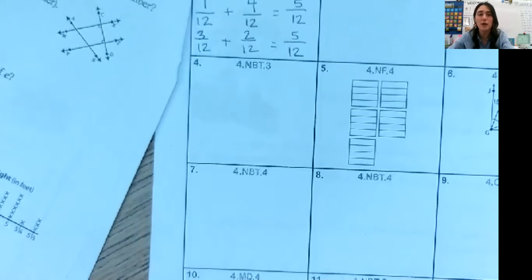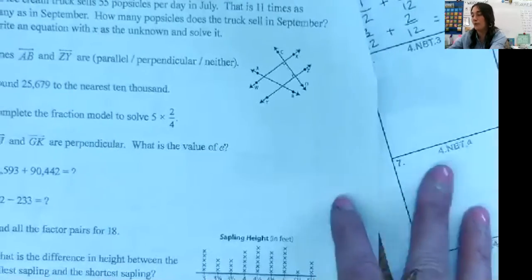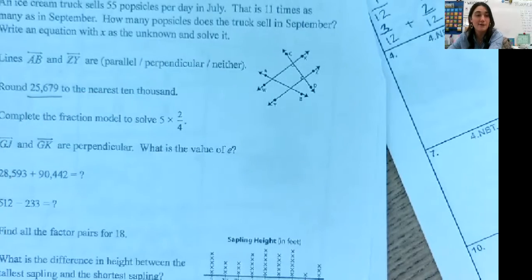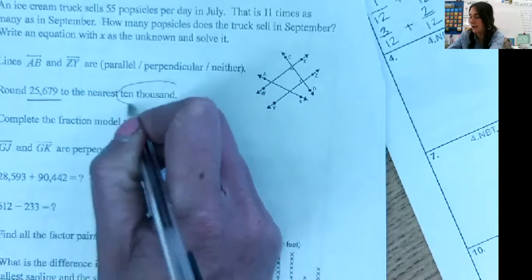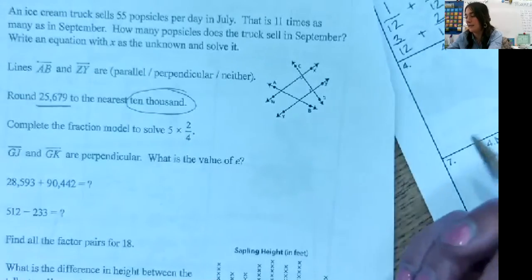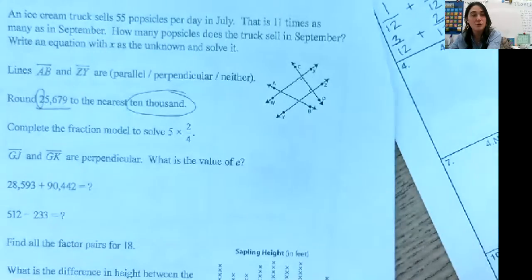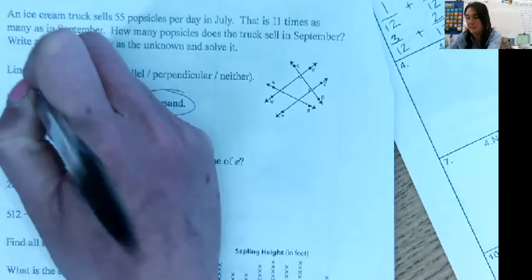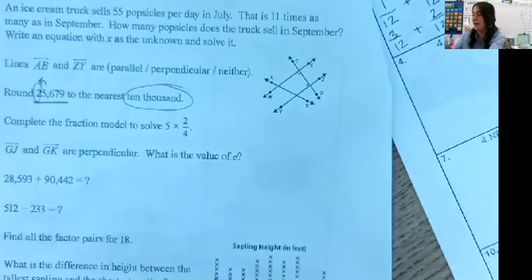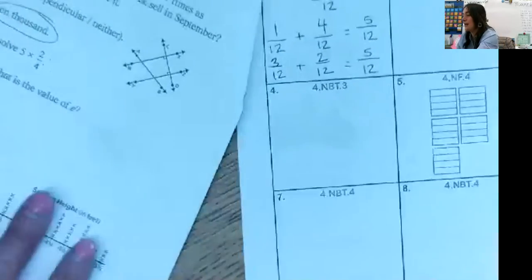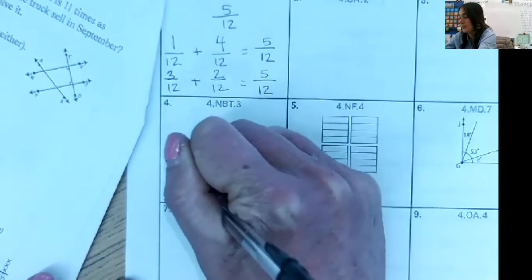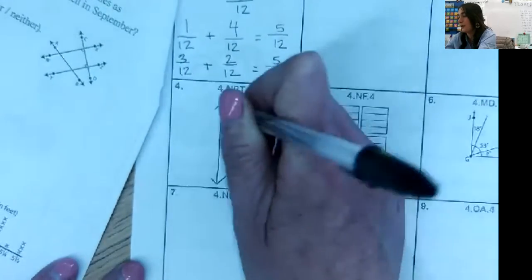I circled number 4 because rounding has caused us a little bit of issues. So I want us to look at rounding 25,679 to the nearest 10,000. I want to think, well, which one is my 10,000s place? It's the number 2. And so the number in our thousands place is going to help determine if we round up or down. And remember, I love seeing this on your paper when I do. It's your vertical number line. I think that's one of the biggest helpers for this.